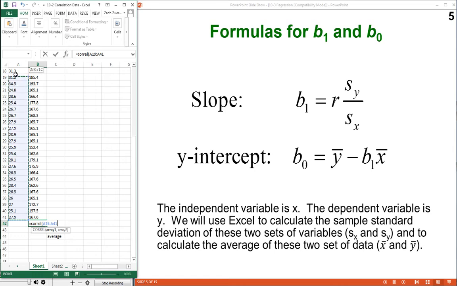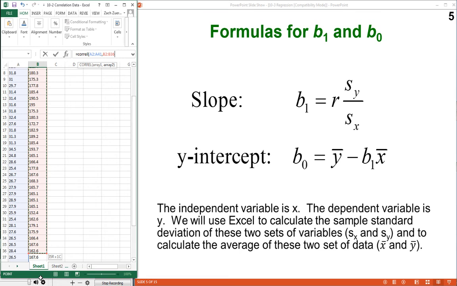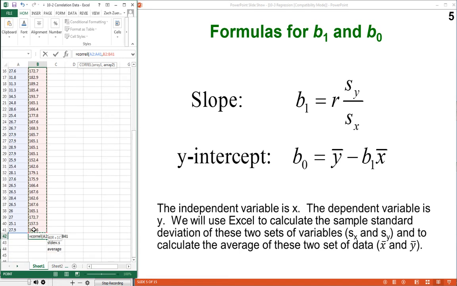Here's our first array of data, comma, our second array of data, close the parentheses. We have a correlation coefficient with this data of 0.812948. If you go back to table A6 and 10-2, you'll see that that is greater than the critical value with a sample size of 40. So we're good to go.